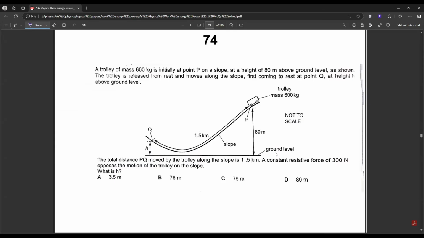Perfect. Let's see this. A trolley of mass 600 kg is initially at point P on a slope. Perfect. At a height of 80 meter above the ground level. Perfect.